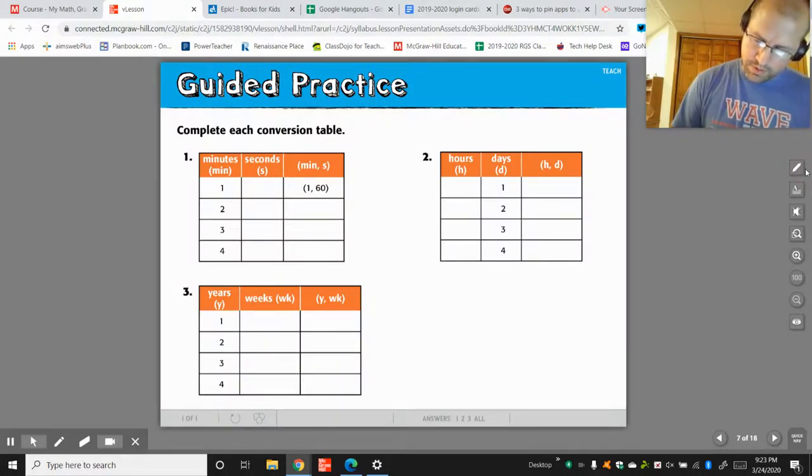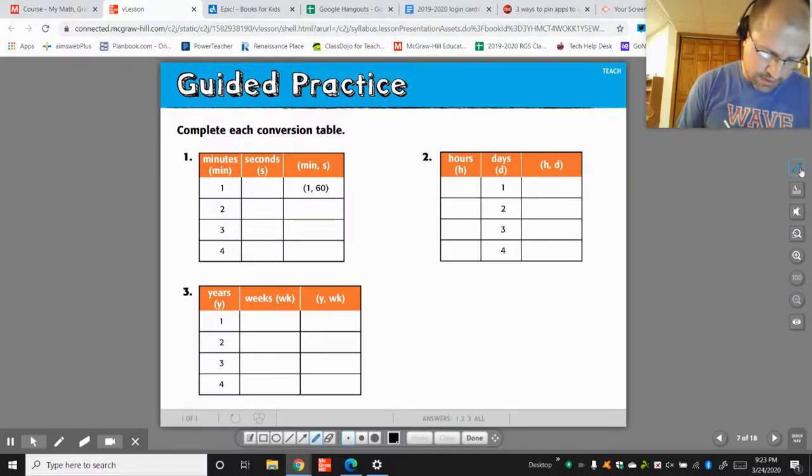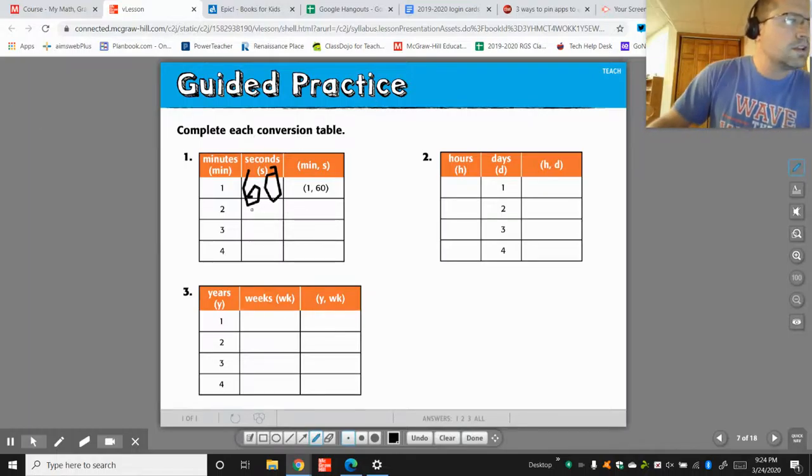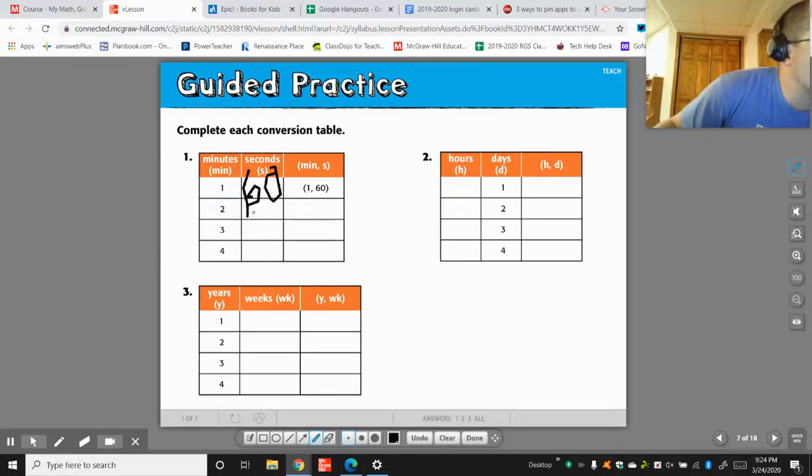Complete each table conversion. Okay, I'm going to try my best to squeeze this in here. 1 minute is 60 seconds. So 1 minute, 60 seconds. And I'll try my best to use my mouse. 2 times 60 is 120. Thank you guys so much for taking these notes. In parentheses, 2, comma, 120. I'm really missing my board right now, but I'm doing the best I can with 120 seconds.